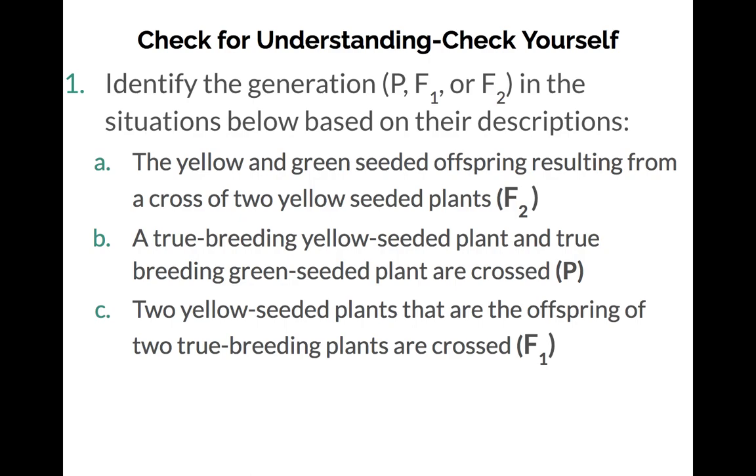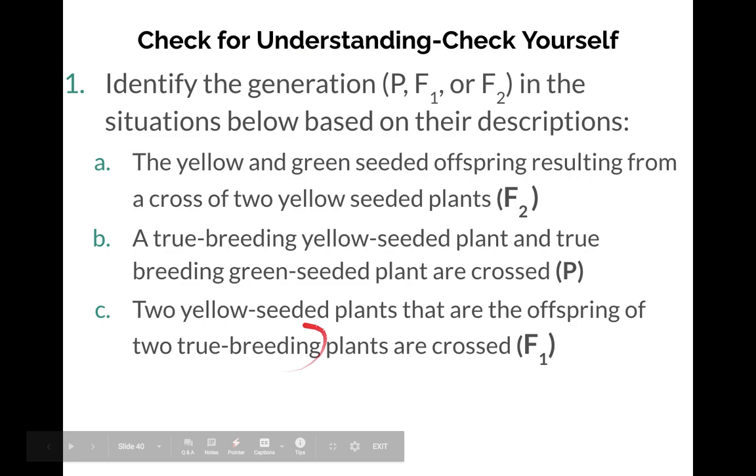Okay, so identify the generation based on the situations and their descriptions. Okay, so for B, we'll go ahead and do B first because it's the P one. It says true breeding, yellow seeded plant, and true breeding, green seeded plant. If you see that true breeding, you know that it has to be the P generation, right? That's the only one that had true breeding. Okay. Now let's go back and look at C, two yellow-seeded plants that were the offspring of the two true breeding plants, okay? F1 was the offspring of the P generation.